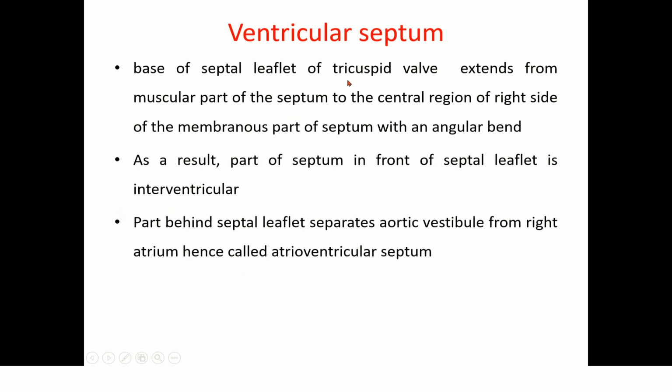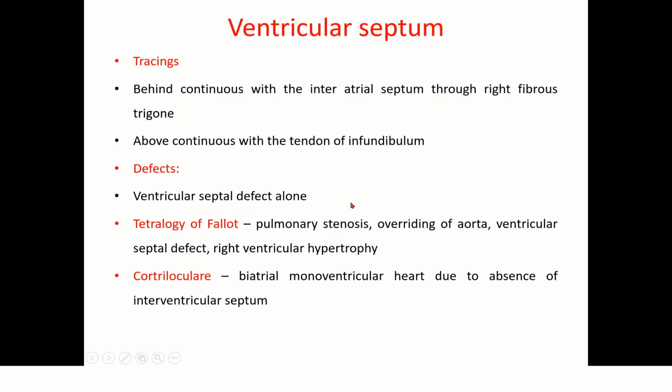So the base of the septal leaflet of the tricuspid valve extends from the muscular part of the septum to the central region of the right side of the membranous part of the septum with an angular bend. This connection is important because, as a result, the part of the septum in front of the septal leaflet is interventricular, separating the two ventricles, whereas the part of the septum behind the septal leaflet separates the aortic vestibule from the right atrium, hence called the atrioventricular septum. I'll show you in the diagram. Posteriorly it continues with the interatrial septum through the right fibrous trigone, and above it continues with the tendon of the infundibulum, which I have shown in the diagram.